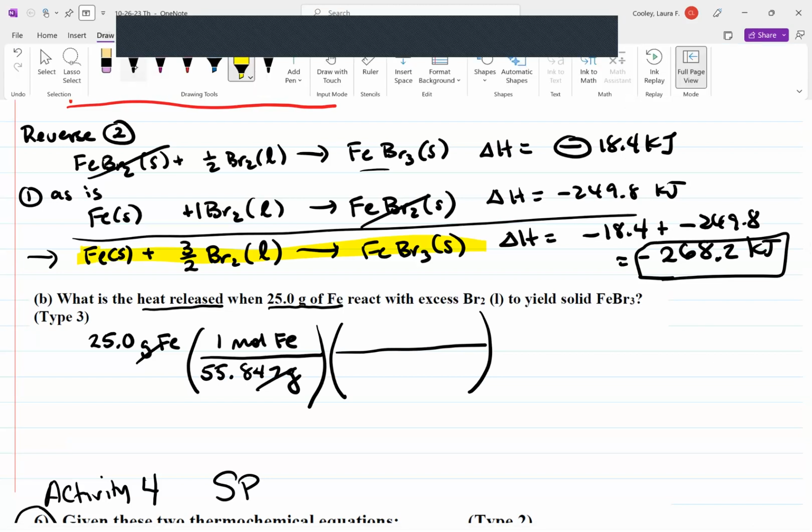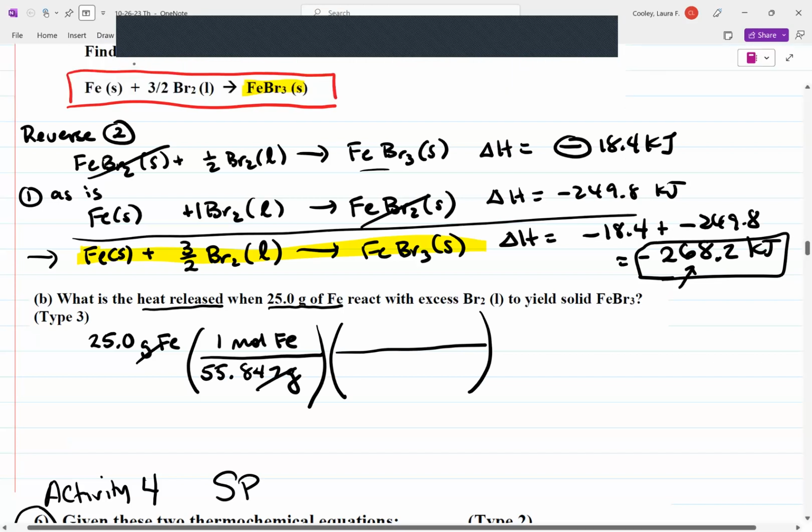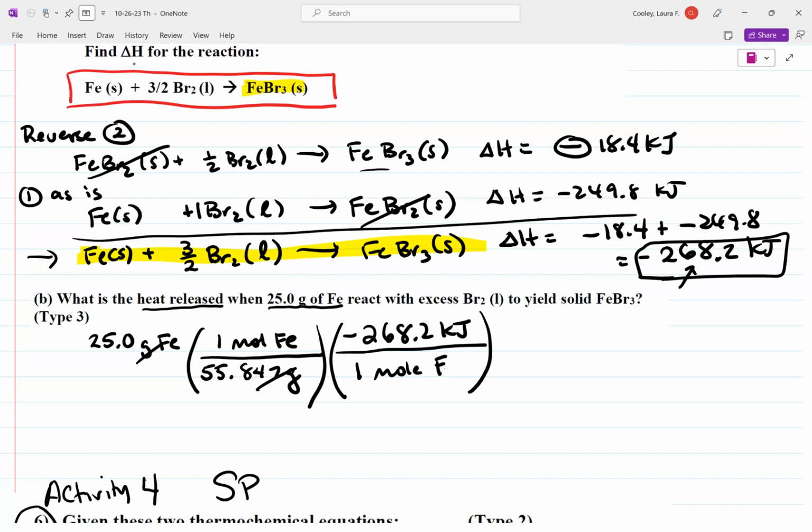So how am I going to find the heat? I know my delta H is negative 268.2 kilojoules, and that is per 1 mole of iron. So my moles of iron will cancel, and what I end up with is negative 120 kilojoules. Now, I said how much heat will be released. Well, the negative tells you that heat is released, and the 120 tells you how much.